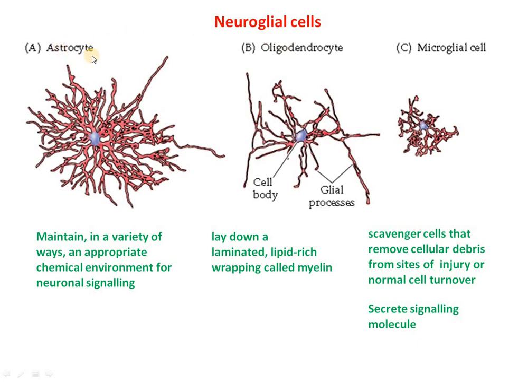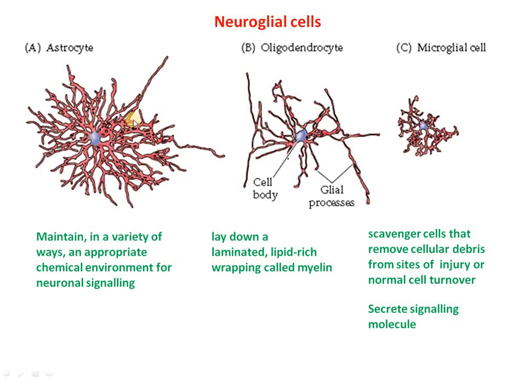And within our nervous system, we have three types of neuroglial cells. Number one is astrocyte, number two is oligodendrocyte, and number three is microglial cells. Astrocytes are responsible for maintaining the environment within the nervous system. They are also responsible for maintaining the chemical environment of the nervous system and help in neuronal signaling.